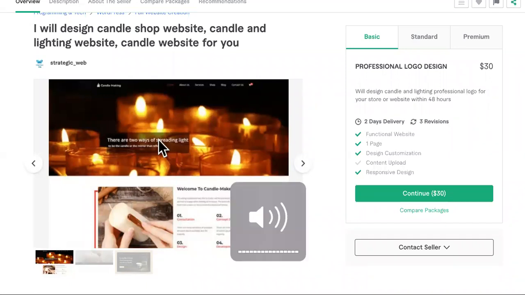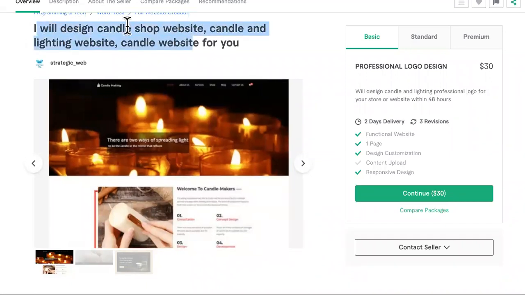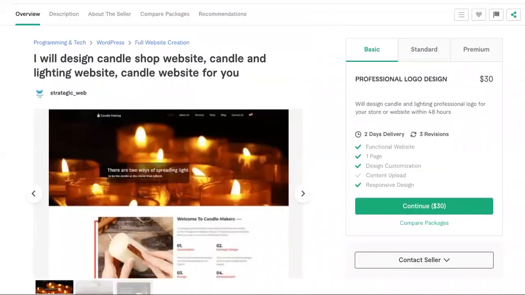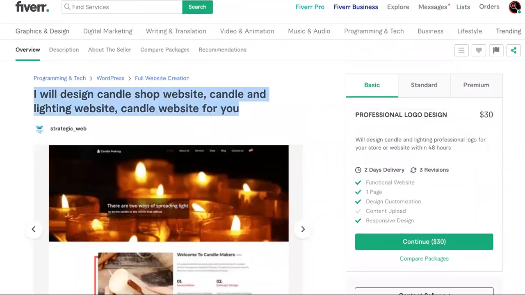So obviously, step number one to starting your own candle making business from home is to get your website created. It doesn't have to be anything fancy. It can be. This is only $30. You can do it super cheap.